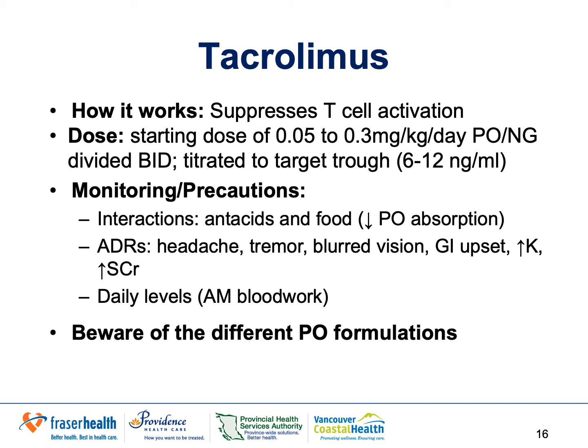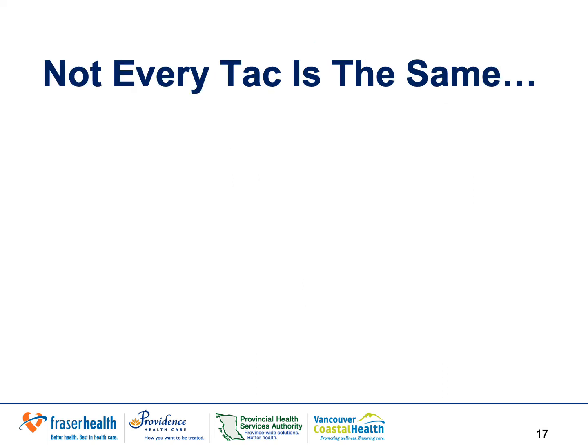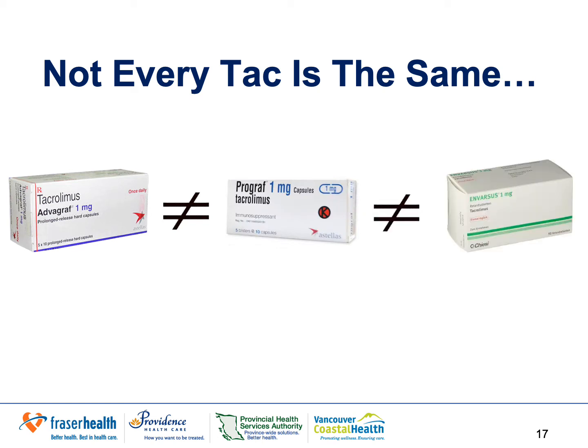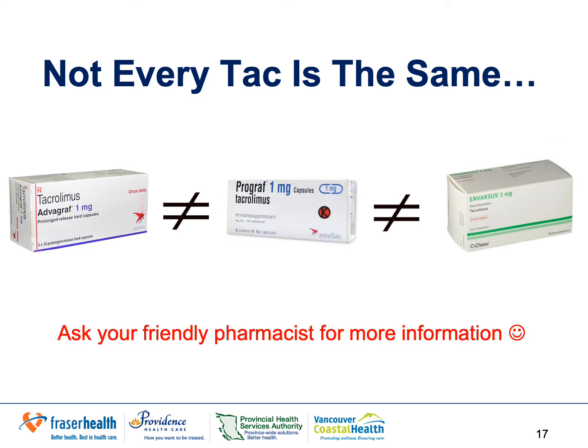It's important to be aware of the different PO formulations. Not every tacrolimus is the same, and you can see that Advagraf has once daily dosing, whereas Prograf is twice daily, and they're not interchangeable with Envarsus either. So you can ask your friendly pharmacist for more information, but make sure that you're not interchanging one for the other.